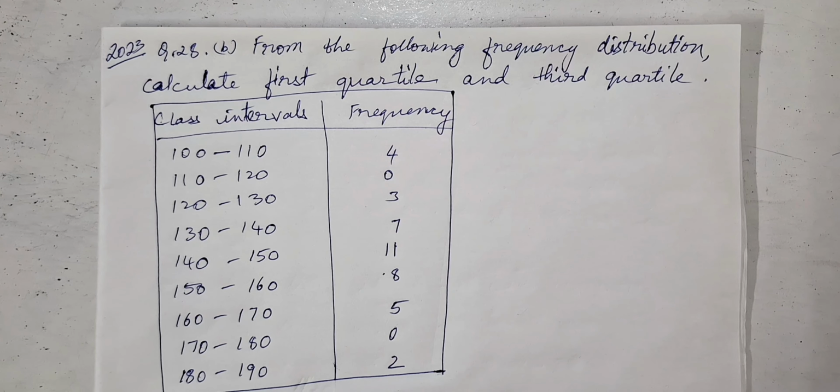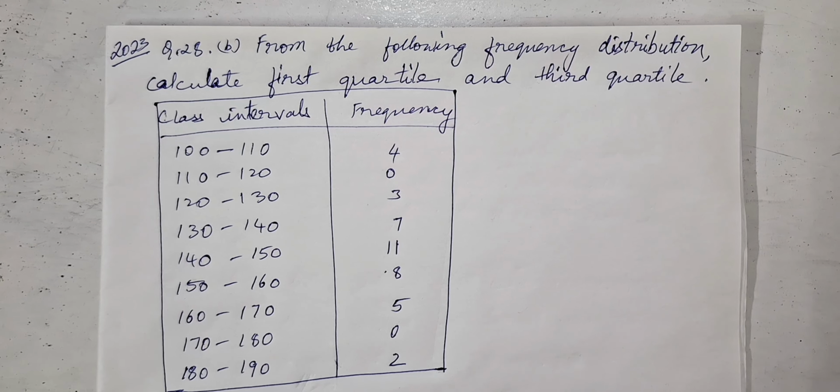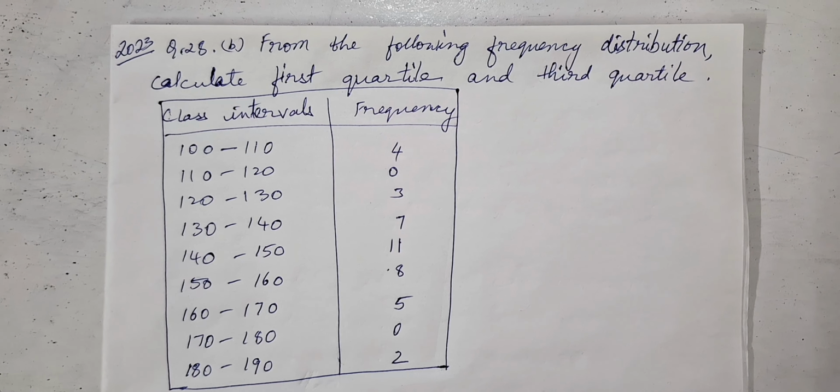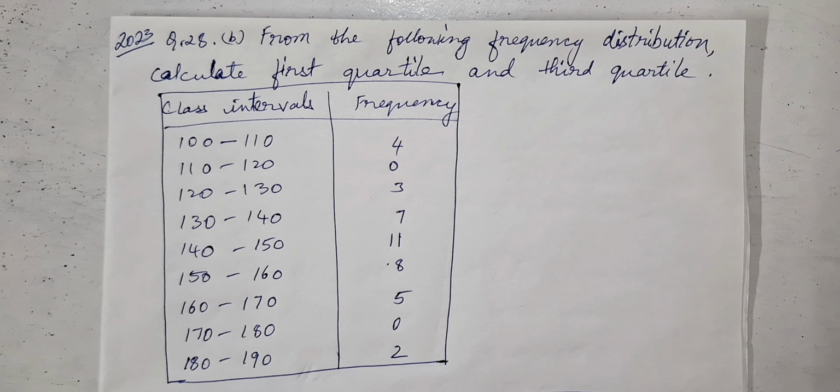From the following frequency distribution, calculate first quartile and third quartile. Class intervals 100 to 110, 110 to 120, 120 to 130, 130 to 140, 140 to 150, 150 to 160, 160 to 170, 170 to 180, 180 to 190. So these are the class intervals in the first column.